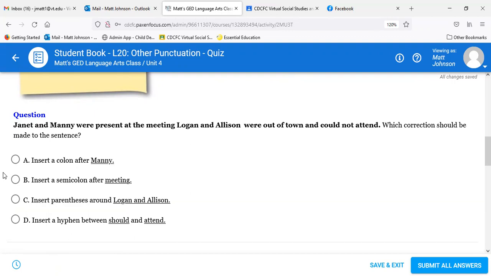Okay. Janet and Manny were present at the meeting. Logan and Allison were out of town and could not attend. Which correction should be made to the sentence? A, insert a colon after Manny. B, insert a semicolon after meeting. C, insert parentheses around Logan and Allison. And D, insert a hyphen between should and attend.